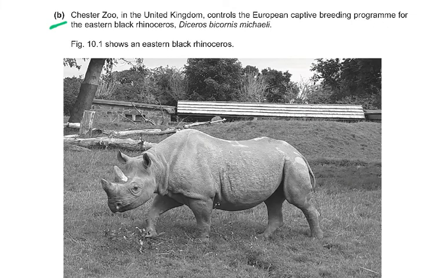Now coming to the B part of the question, Chester Zoo in the United Kingdom controls the European captive breeding program for the eastern black rhinoceros, whatever. Figure 10.1 shows an eastern black rhinoceros. Wow, amazing.